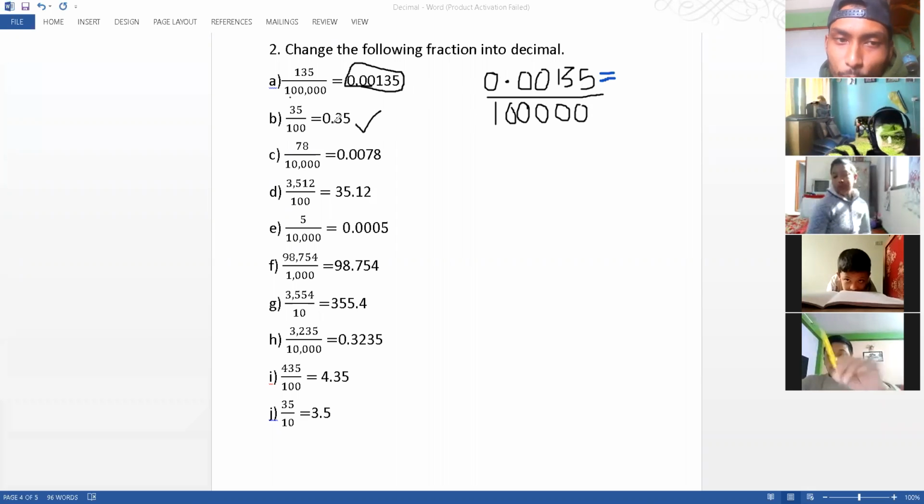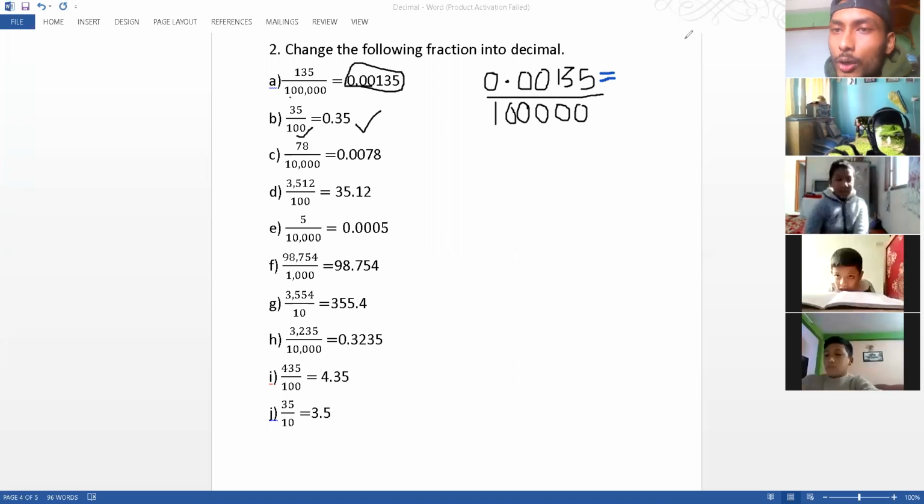We'll just do the opposite of what we did here. We counted zeros and put a point before that many numbers in the numerator and got our answer. Now to go backward, what do we need to do? We need to count the numbers after the point and put that many zeros in the denominator. So just the opposite. So now we'll be checking the work that I gave you.